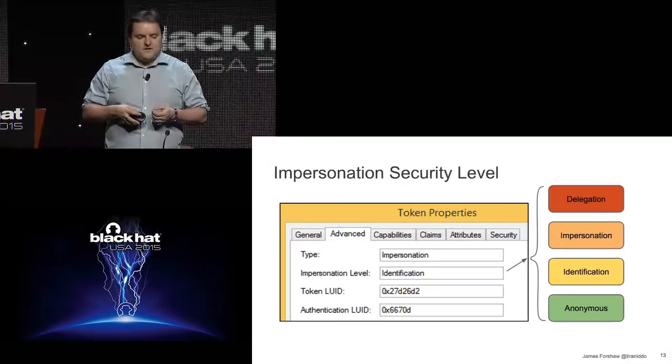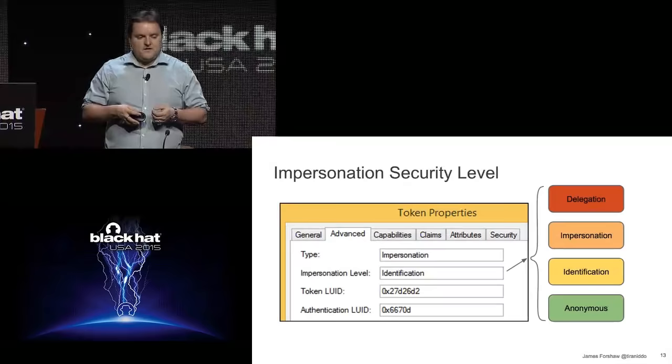Now, when you want to convert between a primary token and an impersonation token, one thing you can do is duplicate that token. And there's a system call to do this for you. You need the token duplicate access right, but if you have access to a primary token, you can always convert it to an equivalent impersonation token. However, for security reasons, you can't convert back unless the level is greater or equal to impersonate. And you can kind of understand why.